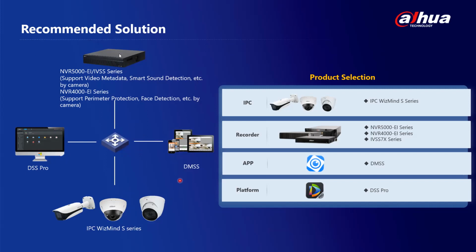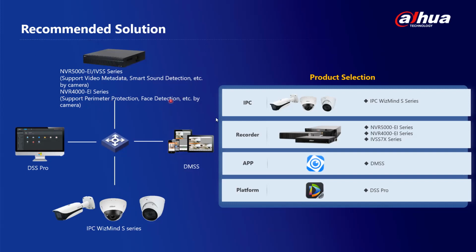Then we have a recorder here, and that's the 5 series EI recorder or an IVSS series, just to ensure that you can record bulk information into this intelligent device here. So this will support different functions such as video metadata. They support smart sound detection, that is by the camera. So NVR 4000 AICs again will support the following functions, that is by the cameras connected to the device, such as perimeter protection, face detection, just to mention a few.